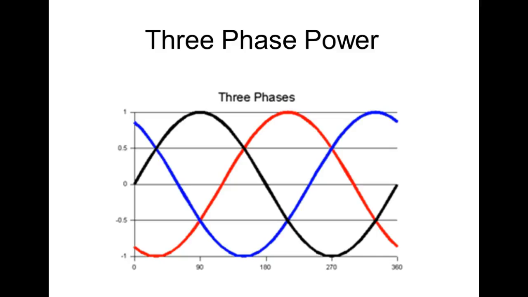So when they generate this, they're generating the phases what we call 120 electrical degrees apart. So this would be 0 electrical degrees. This right here would be 90 electrical degrees. This would be at 270 electrical degrees. And right here they cross at 120 degrees.